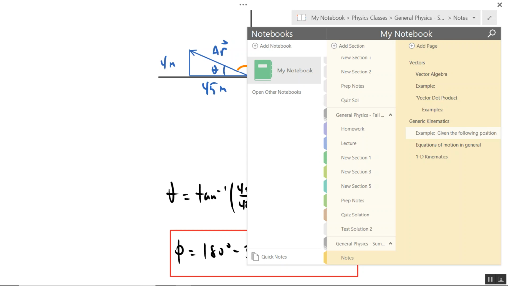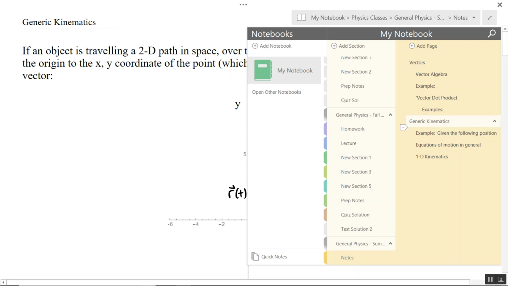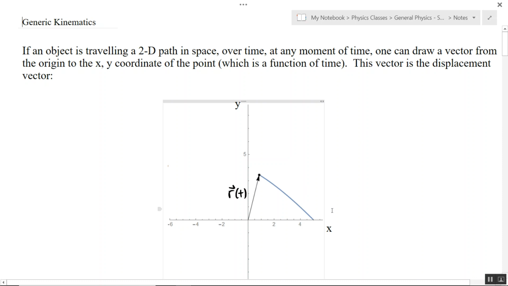So was the purple line in the beginning distance? Is that just the total distance? Yeah, so let me go back here. So, yeah, displacement and distance are not the same thing.